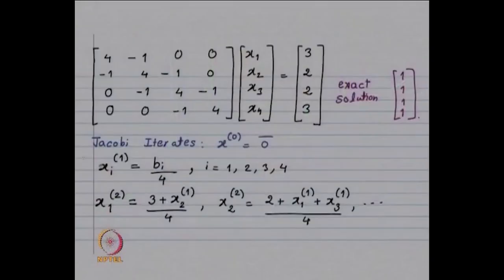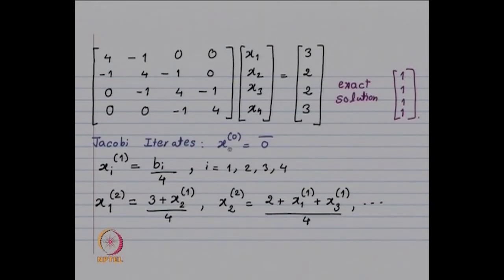So, let us look at a simple example where we will take a 4 by 4 system, and we will look at the first few iterates in the Jacobi method and in the Gauss-Seidel method. So, here is the system: you have got 4 equations in 4 unknowns. The diagonal entries are 4, super diagonal and sub diagonal entries are minus 1. So, it is a tridiagonal system and it is diagonally dominant. The right hand side is so chosen that the exact solution is nothing but 1 1 1 1.